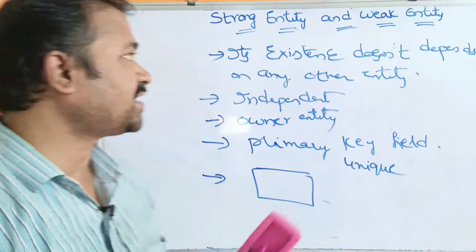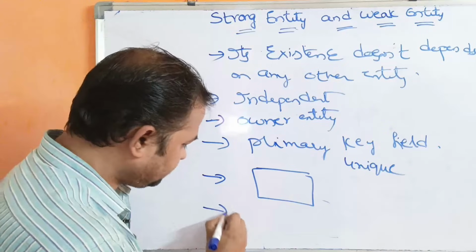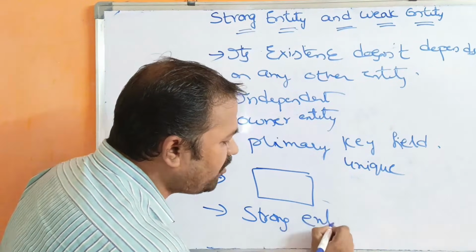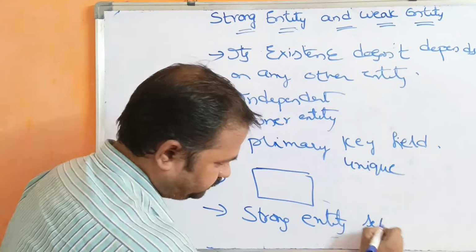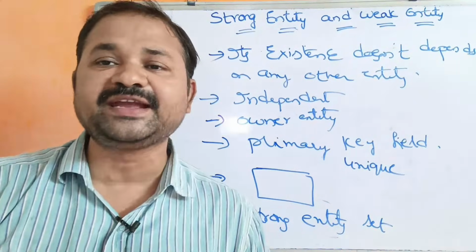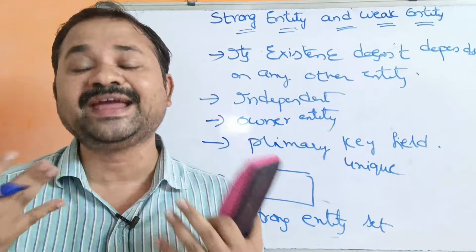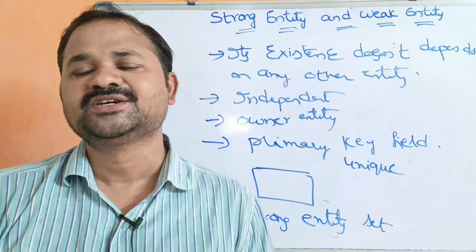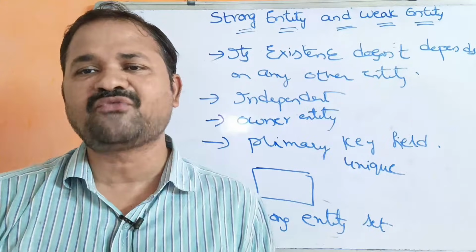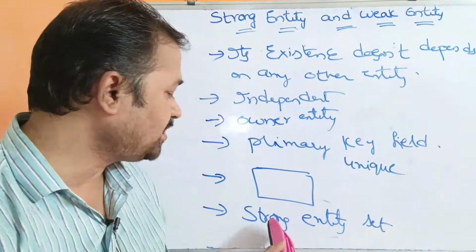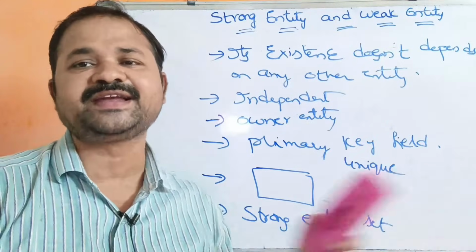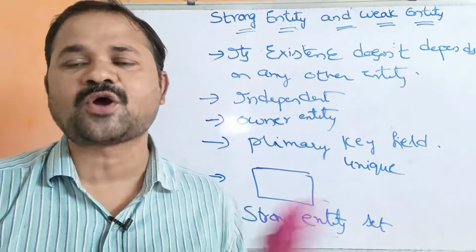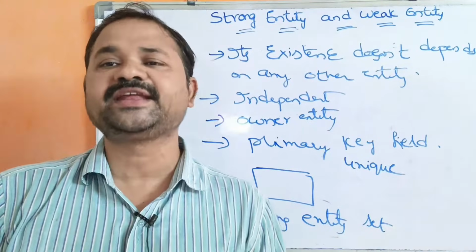Now let us see what a strong entity set is. A set of strong entities is called a strong entity set. Let us take employee as a strong entity. A set of employee entities is called the employee strong entity set.